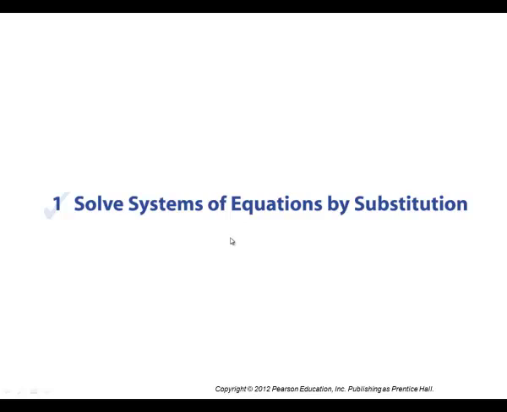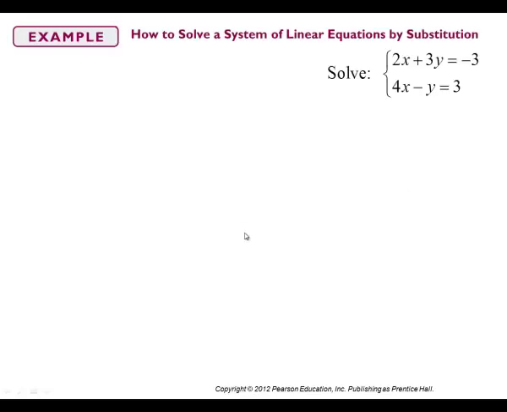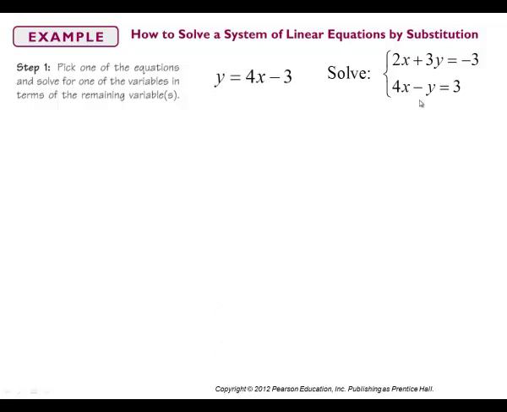Solve the system of equations by substitution. Okay, so here we have our same equations again, and we want to pick one of the equations. Well, the easiest one to pick is one that has 1 as a coefficient, and then solve for that. And it could be x or y. You could solve for either x or y. Whichever one has a coefficient of 1, that's the one you want to solve for.